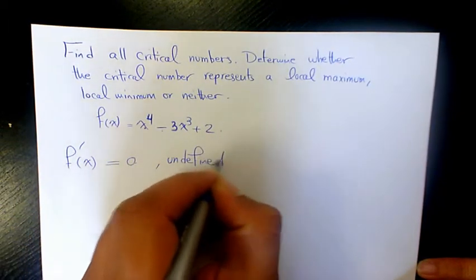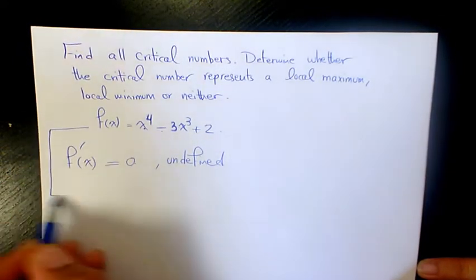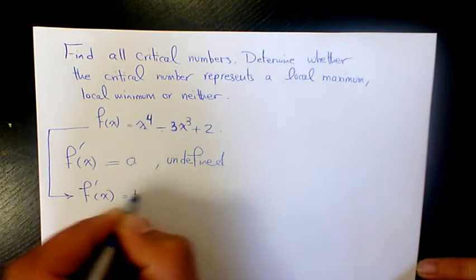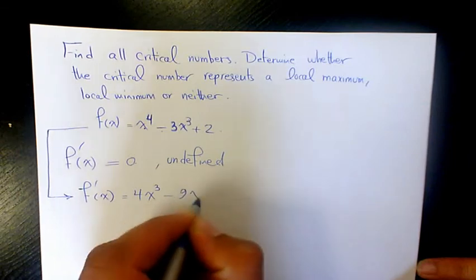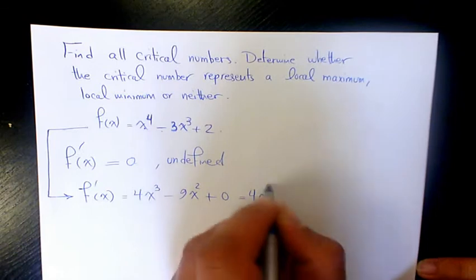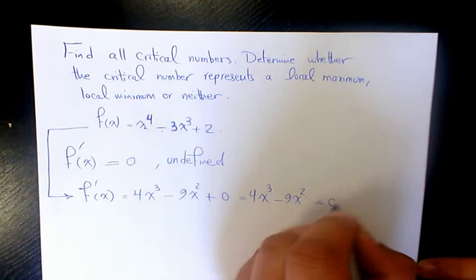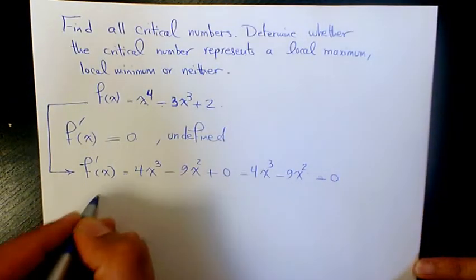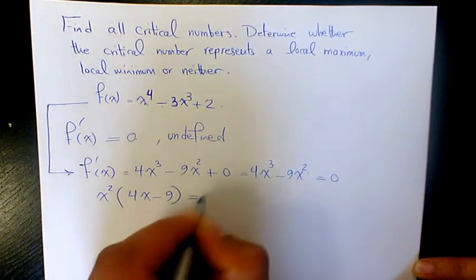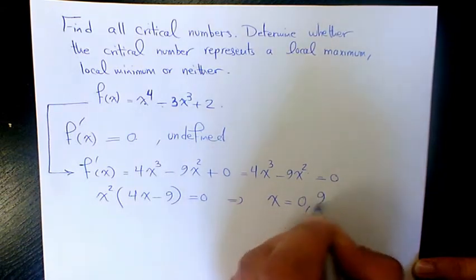Now we need to find out, if we get the f prime, what values of x make it 0 or undefined. So f prime x is going to be 4x cubed minus 9x squared plus 0. So it's going to be 4x cubed minus 9x squared, make it equal to 0. So when you factor x squared, it's going to be 4x minus 9 equals to 0. So x equals 0 and x equals 9 over 4.